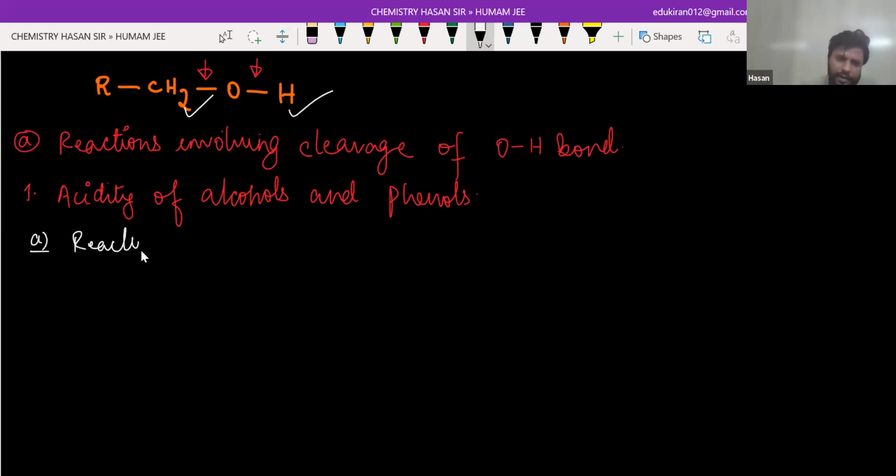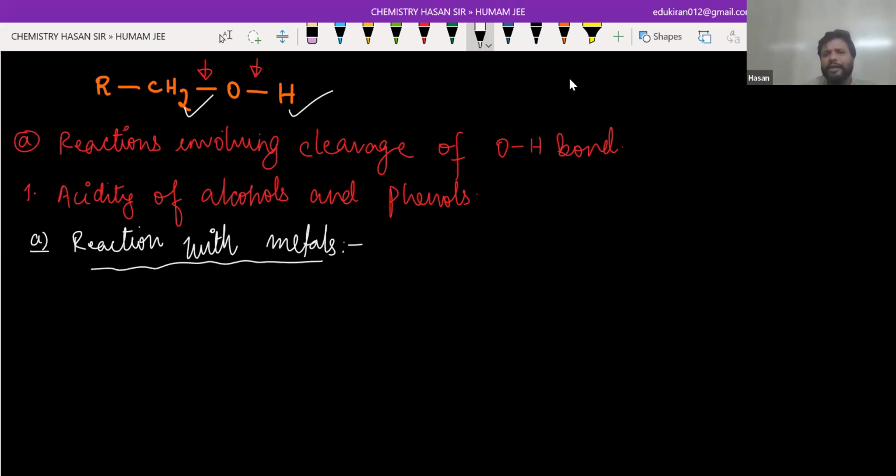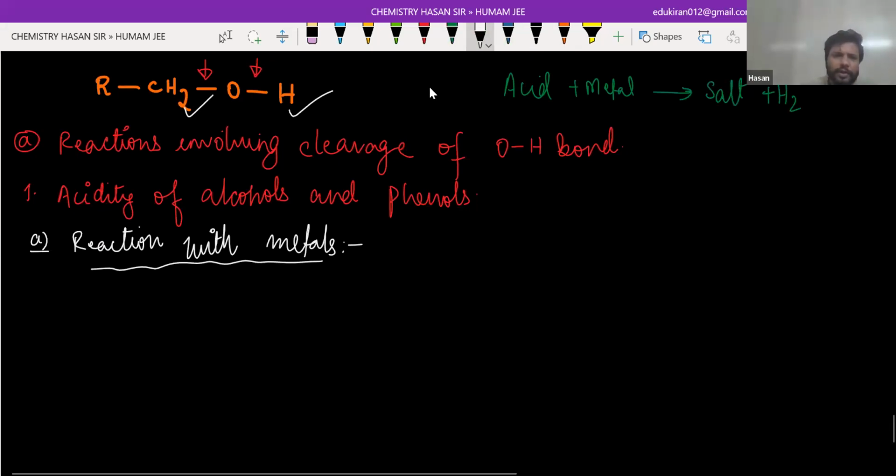Yes. Now, the acidity of alcohol and phenols, which we are going to see. So, reaction with metals. As you know, in class 10th you have studied when acid reacts with metal. If you remember, when acid reacts with metal, what will form? There will be formation of salt and hydrogen gas. Yes or no? Salt and hydrogen gas. So, in the same way, we are going to have this.